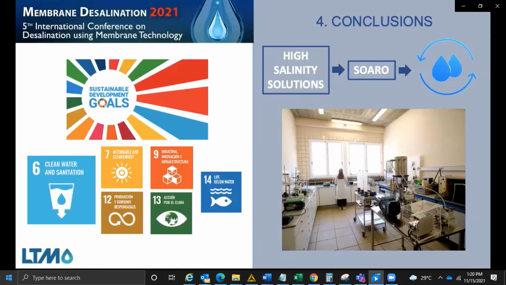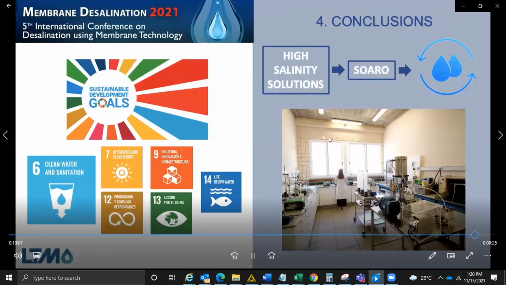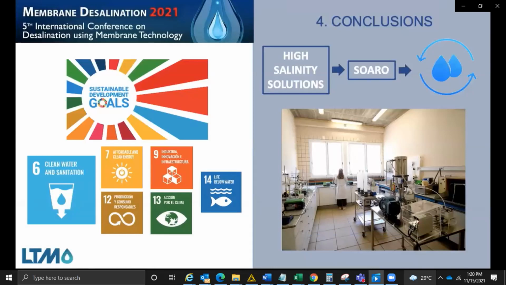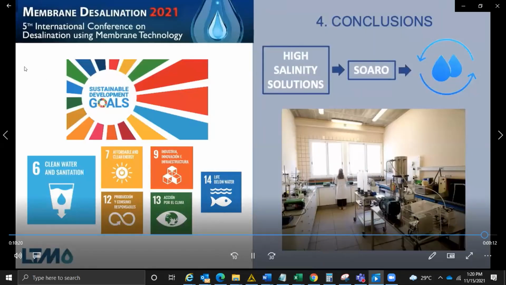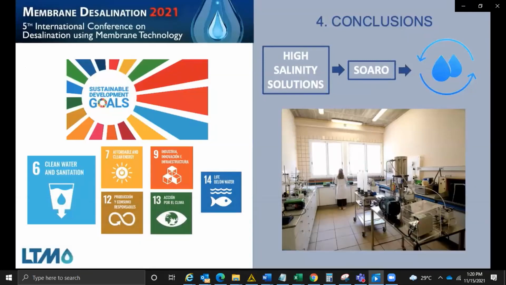In addition, the Suaro operating variables, the time interval of each stage, the membrane area, and the necessary tanks can be optimized for each specific industrial application. Finally, we would like to point out that carrying out this work on an industrial scale directly influences the Sustainable Development Goal number 6, clean water and desalination, and contributes to the improvement of other sustainable development goals.